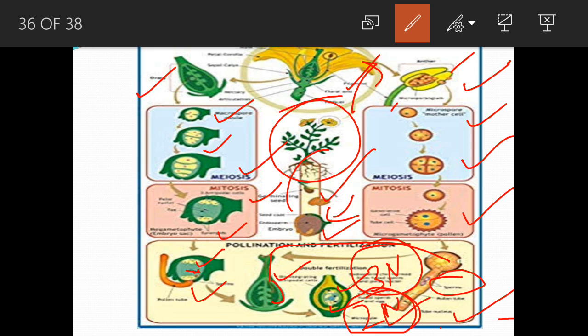So this completes sexual reproduction in flowering plants.